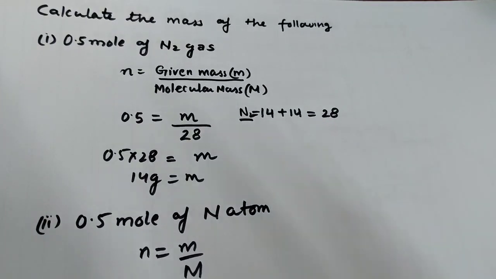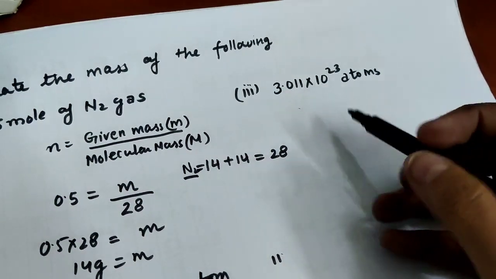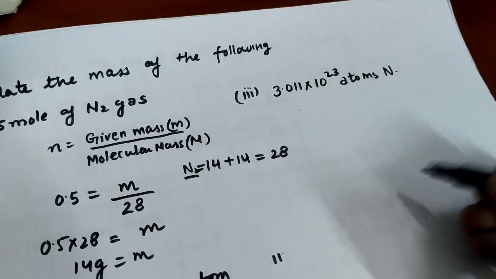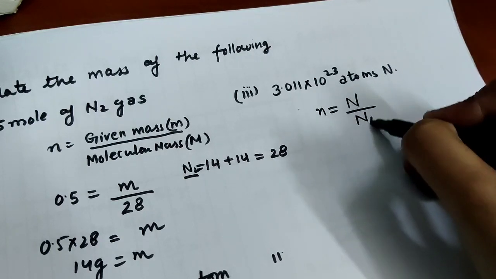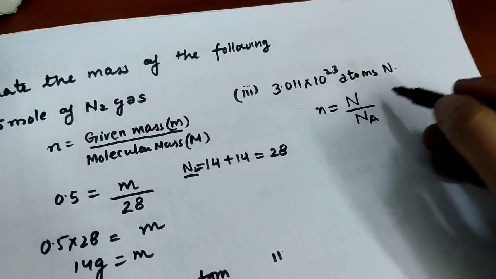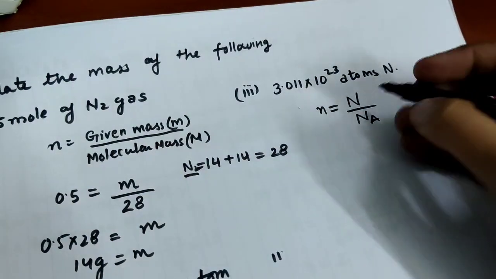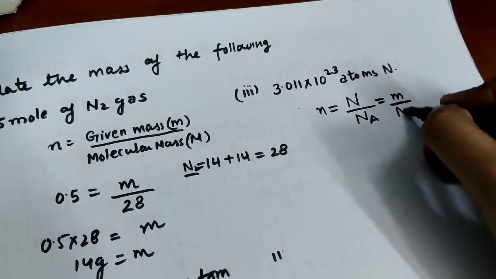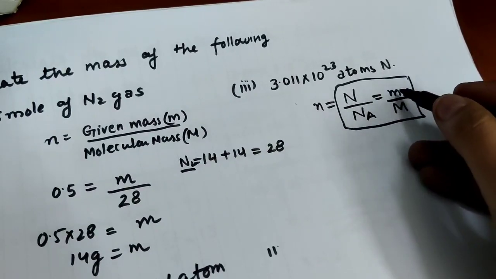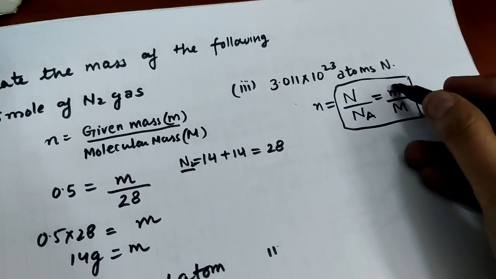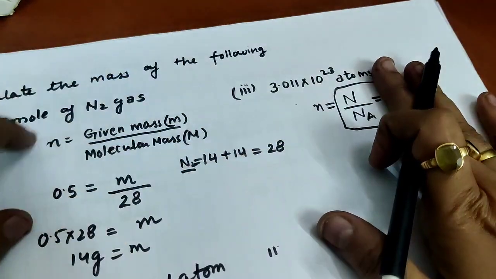Now the third part of the question is we have to calculate the mass of 3.011 into 10 raised to power 23 atoms of nitrogen here. So again, small n is equal to number of atoms divided by the Avogadro number. And we know that n is equal to given mass over molecular mass, which means this is equal to small m by capital M. So we get this new formula here. So all the three values we are having, 1, 2 and 3, and we have to calculate the small m here. Again I am repeating, this is the first formula and this is the second formula.